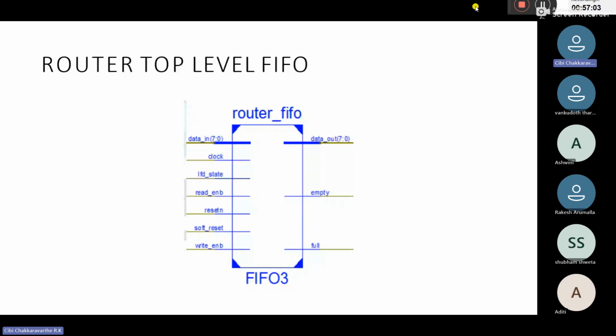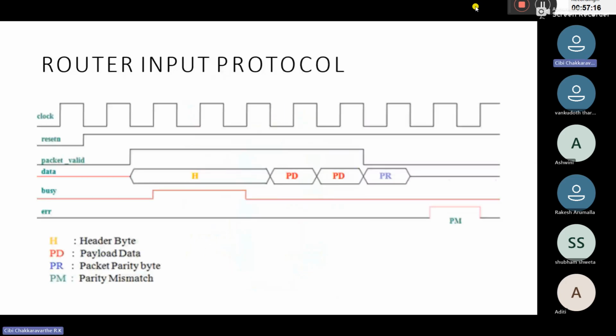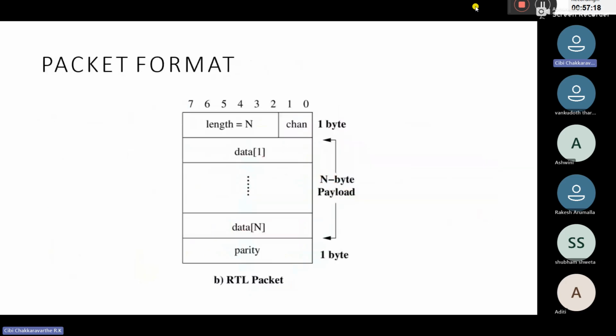Then there are signals. In input we have data in. Data in is of 8 bit. 8 bit in the sense, in this packet format, everything is of 8 bit, that is 1 byte only. That is they are telling here. That is input data. Input data is of 8 bit.